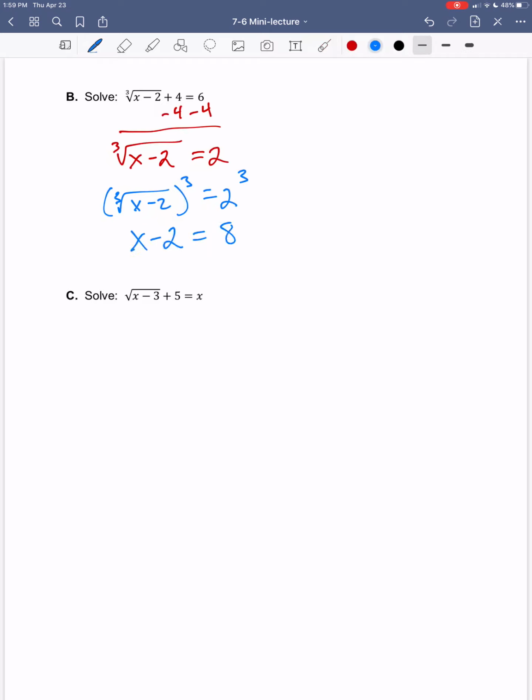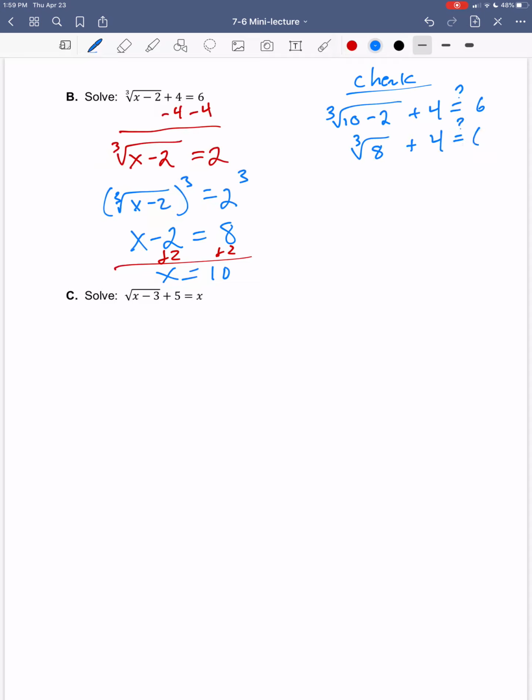I can check this. The cube root of x minus 2, so 10 minus 2, plus 4, is that equal to 6? And the cube root of 8, remember I think what times what times what equals 8. So that would be 2. And 2 plus 4 is equal to 6. So x equals 10 is valid.